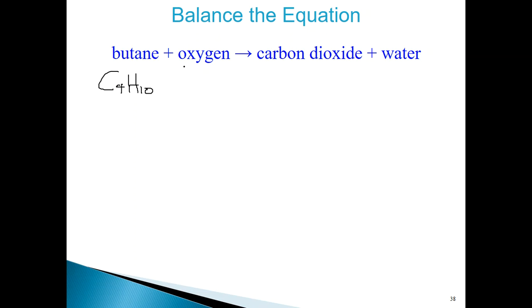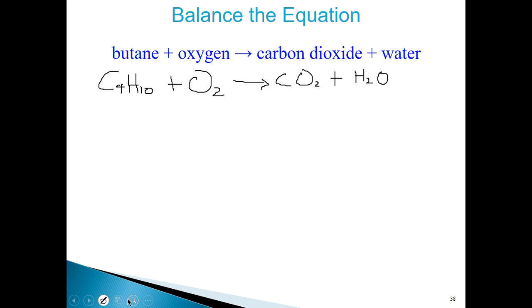All right, that's a formula for butane. And as we all know, oxygen exists as a diatomic molecule. The formula for carbon dioxide, of course, is CO2, and the formula for water is H2O. All right. So again, the task is to balance this.